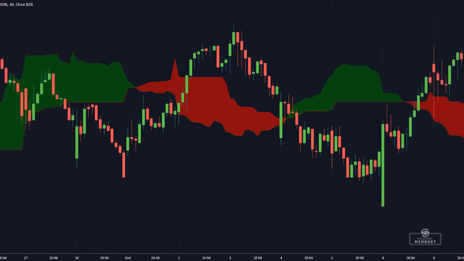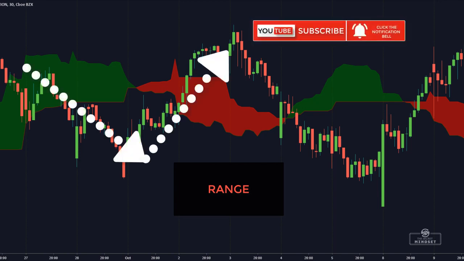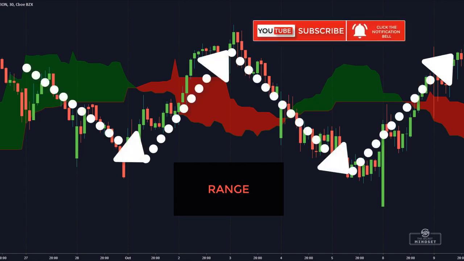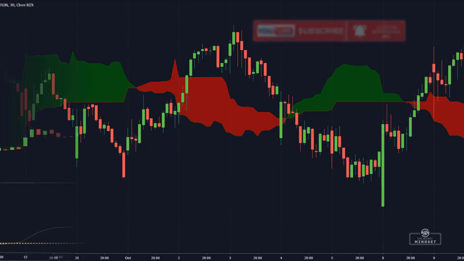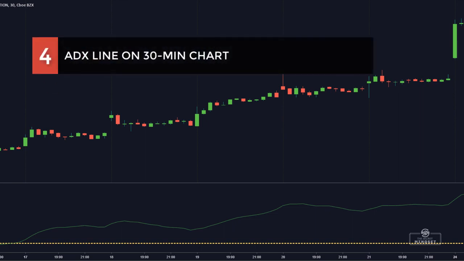When you see this on your charts, that's a pretty strong indication that the market is in a range. So when a price breaks below and above the cloud, and the cloud changes its color often, search for better opportunities on other instruments. The fourth technique takes into account the ADX line on the 30-minute chart.